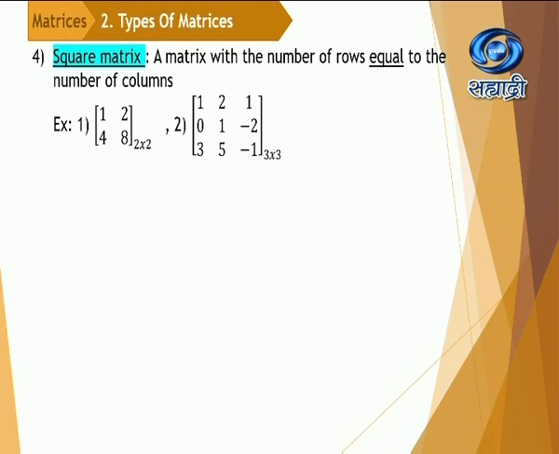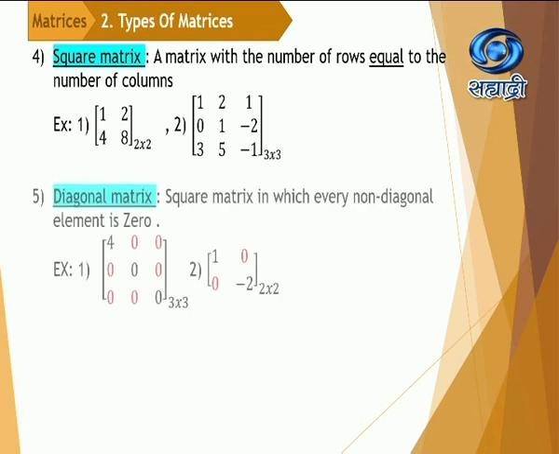A matrix with the number of rows equal to the number of columns. So here, first 1, 2, 4, 8, order 2 cross 2, number of rows equal to number of columns. Then the second 1, 2, 1, 0, 1, -2, 3, 5, -1, 3 by 3 is the order.